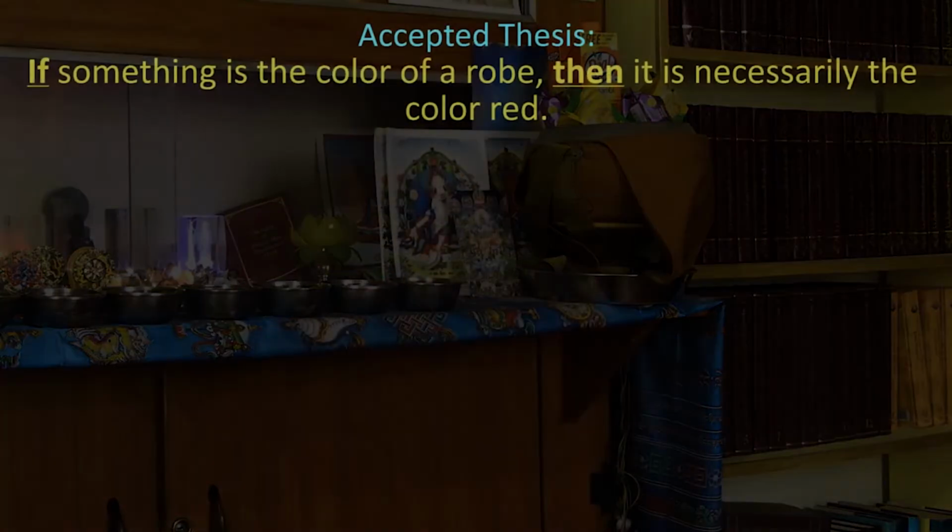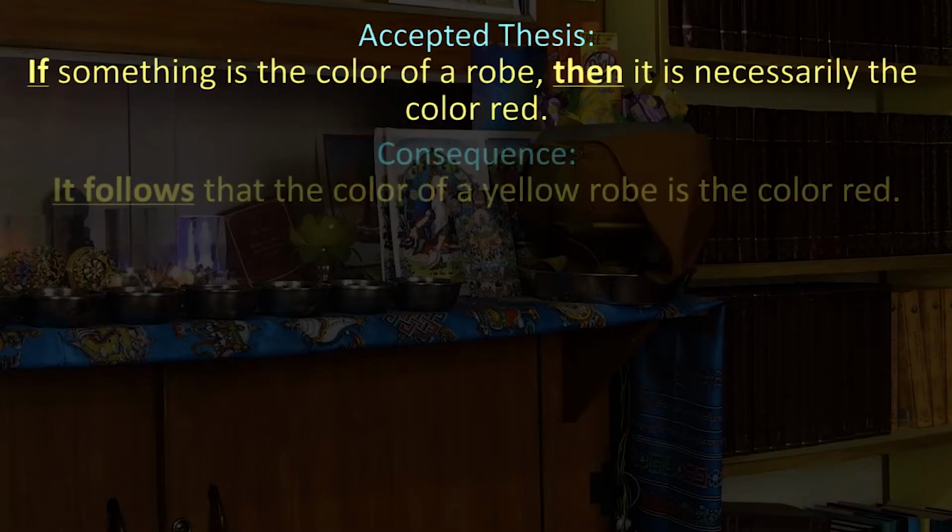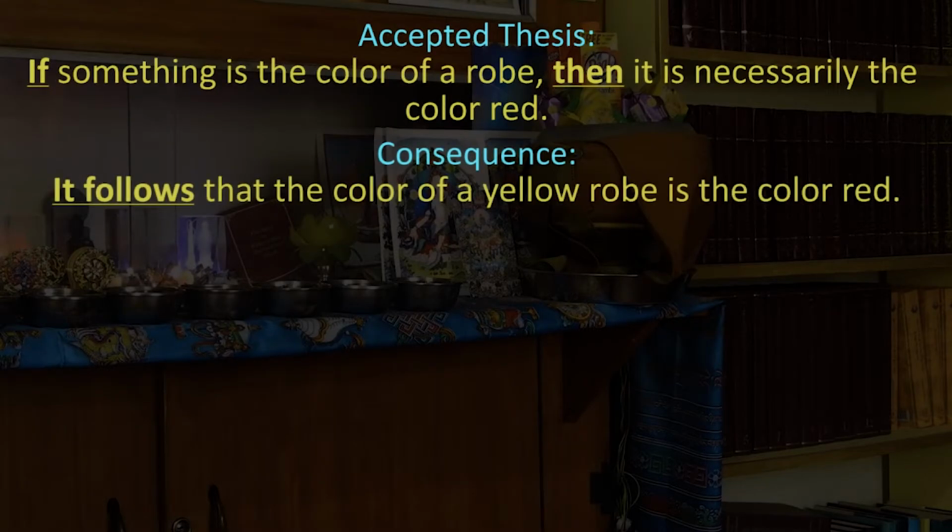And then the person responding on defense also only has two ways they can respond to either of those types of statements. So as an example, if someone accepted that truth statement, that if something is the color of a robe, it is necessarily red, then I would follow up with the consequence. It follows that, and I use that language to indicate that I'm saying a consequence. It follows that the color of a yellow robe is red. So I've just given an absurd consequence of the original truth statement.